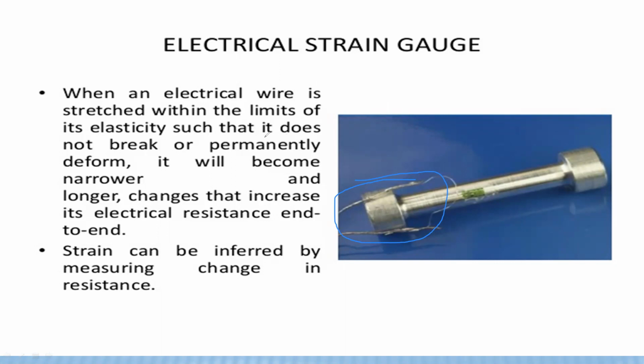Such that it does not break or permanently deform. This wire or this object does not break and is not a permanently deformed material. It will become narrower and longer. Whenever we apply a high amount of load on this object, it should be elongated, and so its electrical resistance increases end to end.